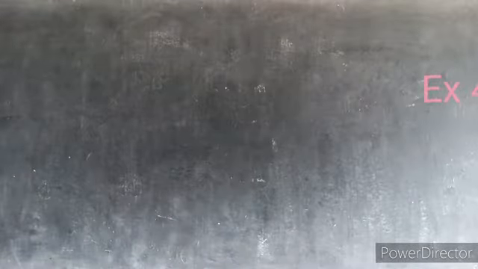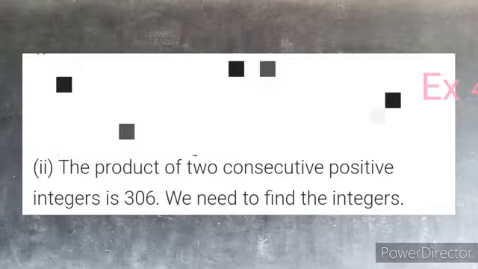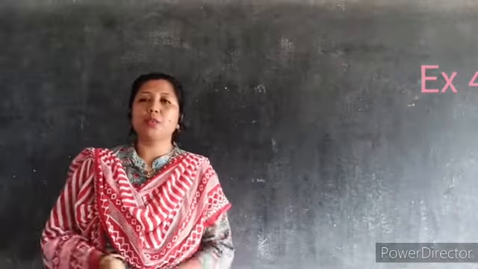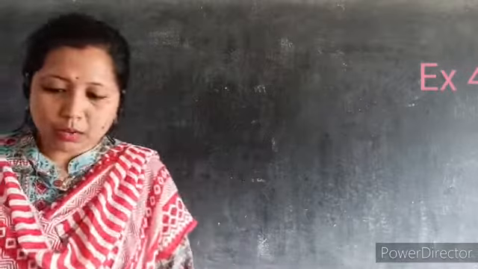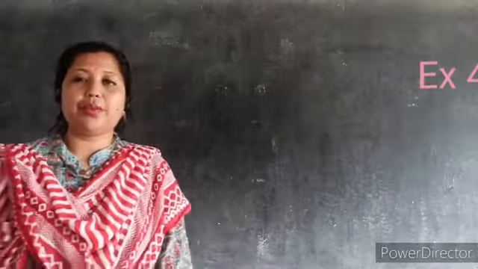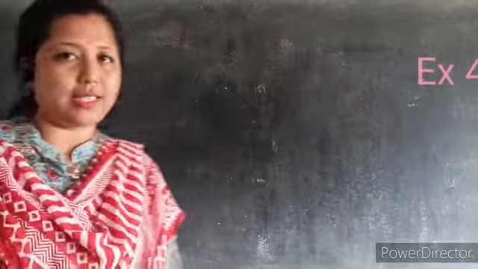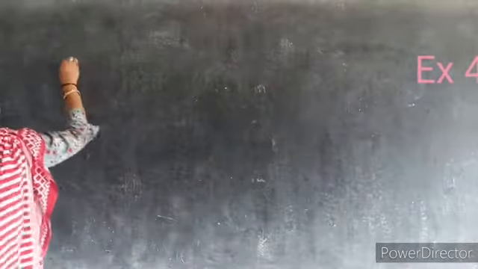The product of two consecutive positive numbers is 306. We need to find the integers. Okay. So there are two positive integers whose product is given to be 306. So we have to find the value of the two integers.